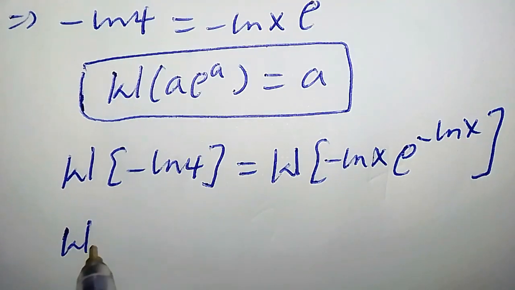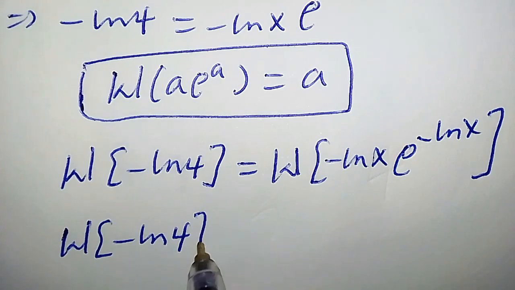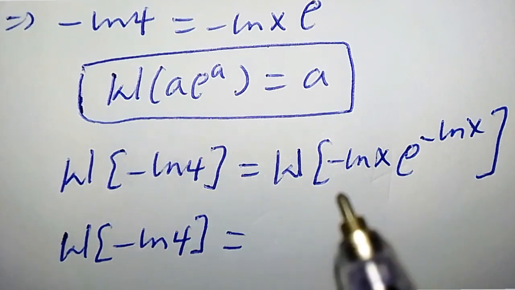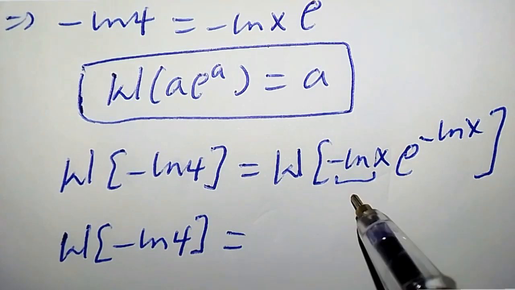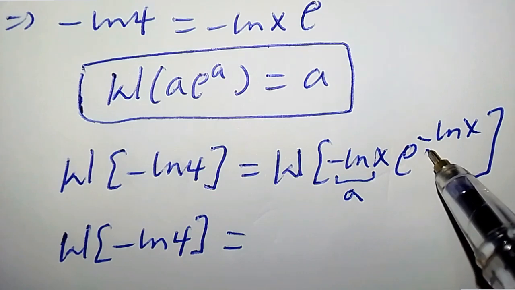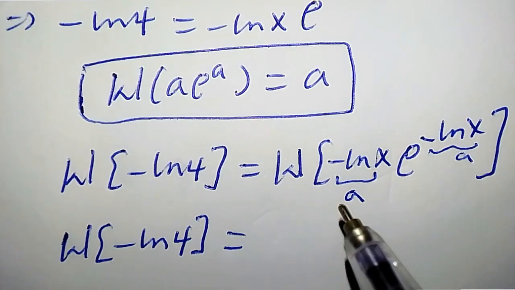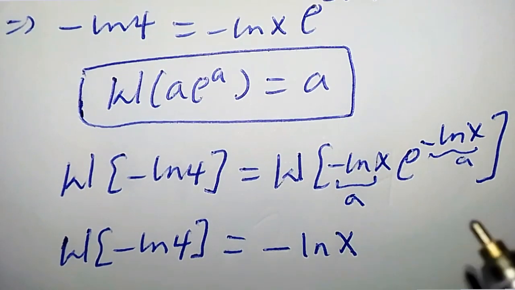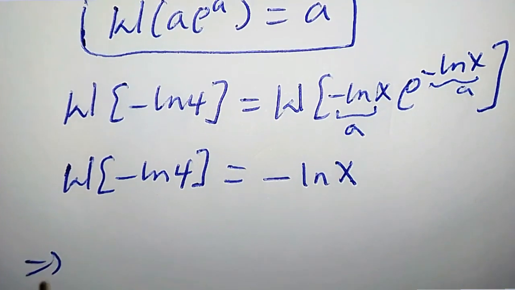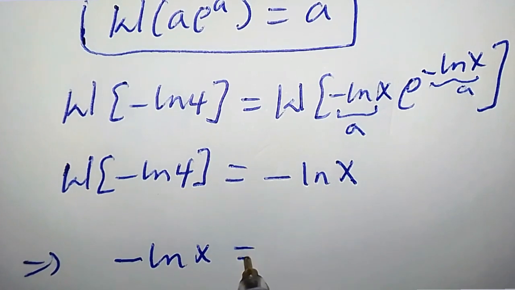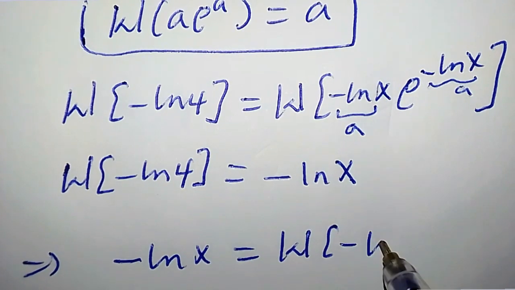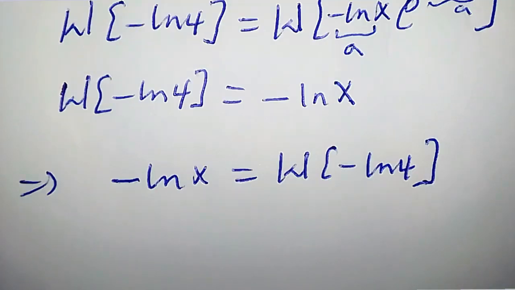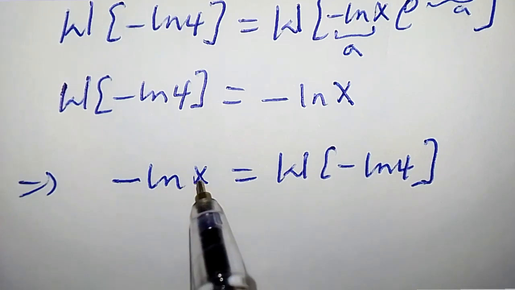Good. W of negative ln 4 is equal to, by comparing this right hand side with the formula, you will observe that negative ln x is a. Likewise here, negative ln x is a. This right hand side now becomes negative ln x. Our a is negative ln x. So let's proceed further. This implies that negative ln x is equal to W of negative ln 4. We just interchange these sides. Nothing has changed.